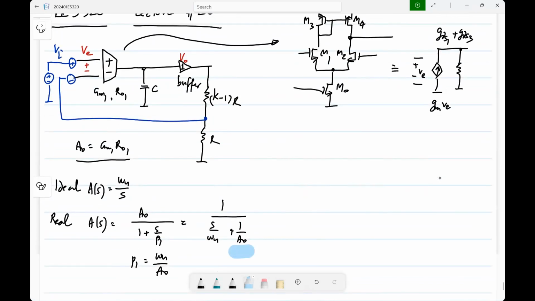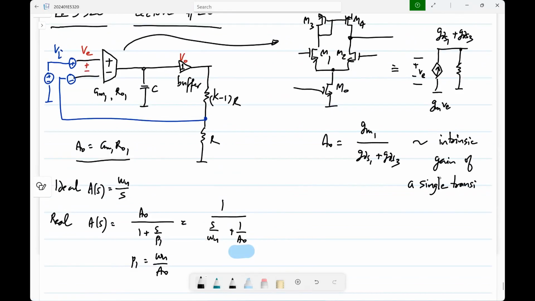Okay. So because in this particular case, A naught is GM1 by GDS1 plus GDS3. This is of the order of the intrinsic gain of a single transistor. Okay. So that means that the DC gain you get from this is necessarily limited to a few tens at most. Okay. You're not going to get a very high gain.